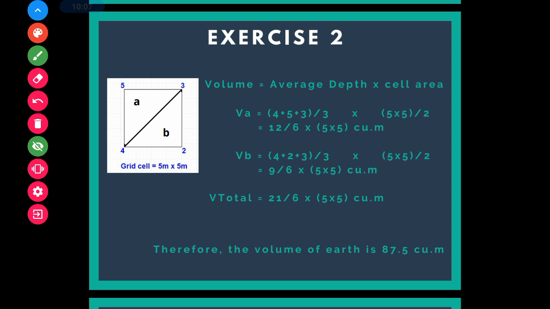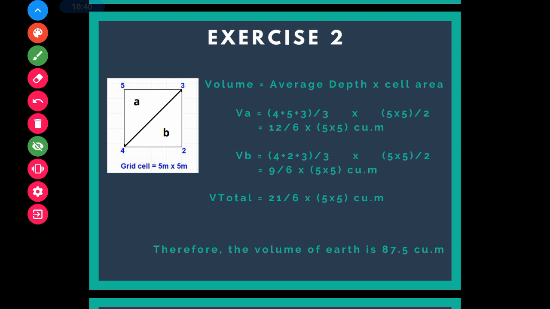So for triangle A, we have the depth of 4, 5, and 3. So we sum up and then we divide by 3 because we only have 3 readings for the depth. After that, we'll multiply with the cell area. So the cell area is indicated here, 5 times 5, and you need to divide by 2 because it is a triangle. So the answer for VA is this one.